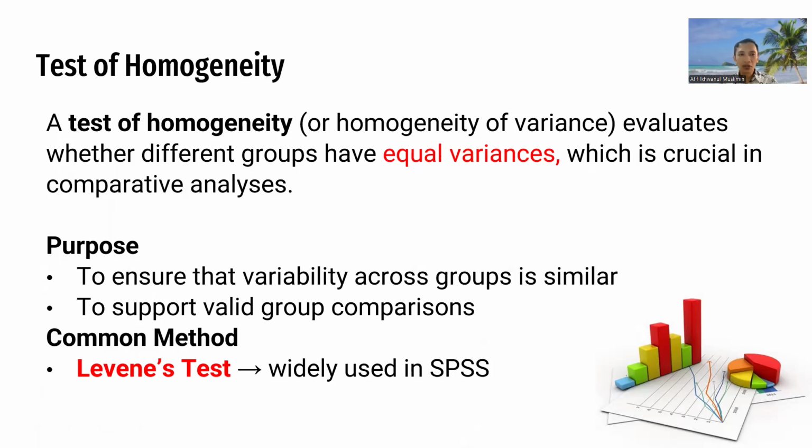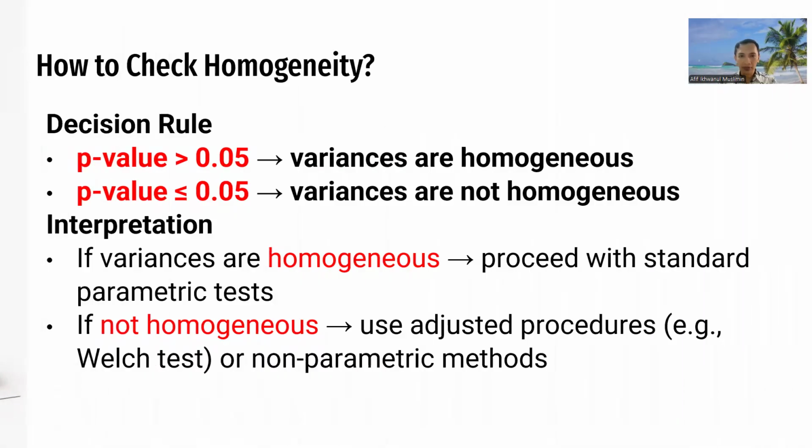Then how can we do the test of homogeneity? Test of homogeneity is applied to evaluate whether the different groups have equal variance, which is crucial in comparative analysis. So if you are doing an experimental study by comparing 2 groups, an experimental group and a control group, you have to do this kind of test, or homogeneity test. What is the purpose? To ensure that the variability across groups is similar, to support valid group comparison. So how can we do that? We will do Levene's test with SPSS.